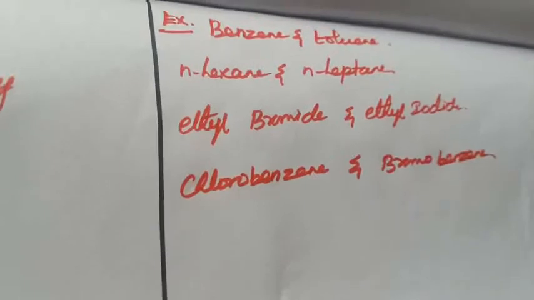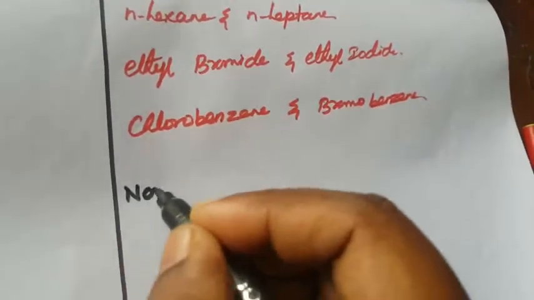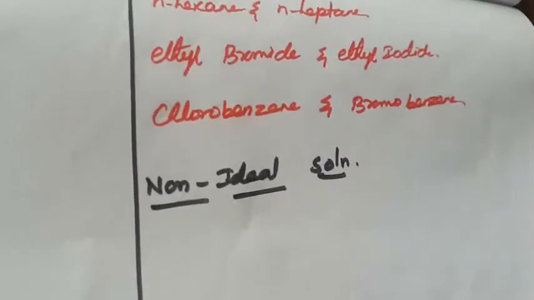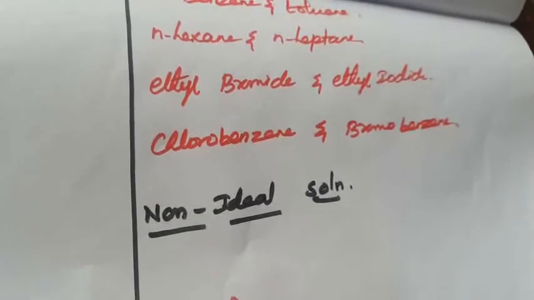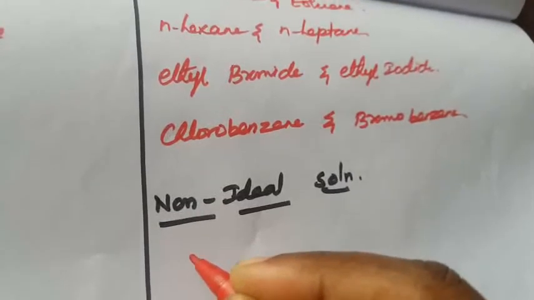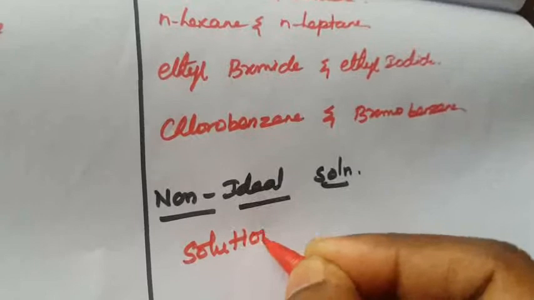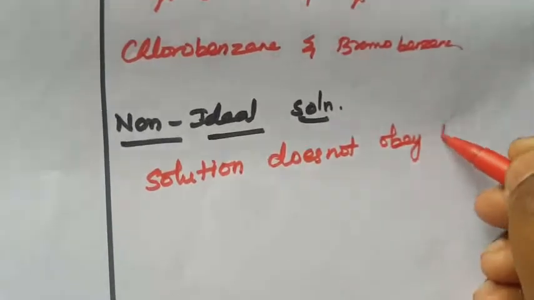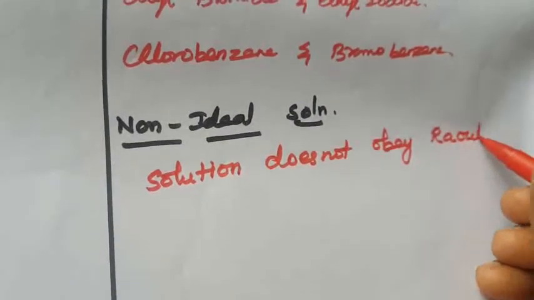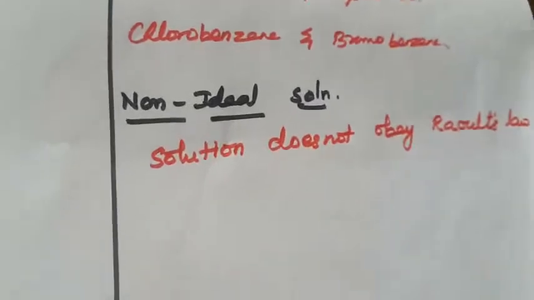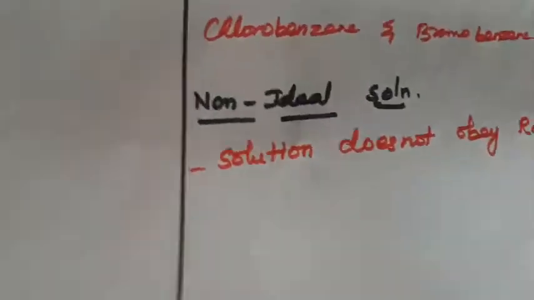What is meant by a non-ideal solution? A solution that does not obey Raoult's law over the entire range of concentration is called a non-ideal solution. The solution does not obey Raoult's law, that is called a non-ideal solution.